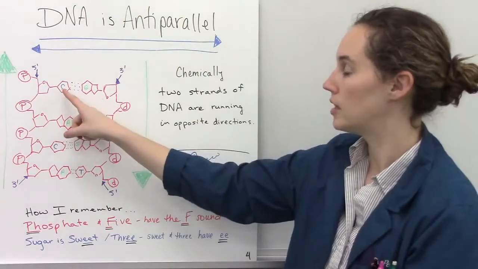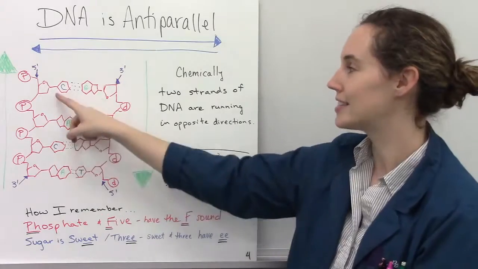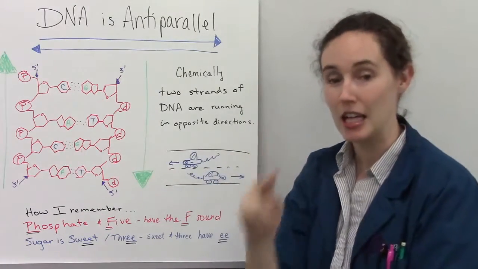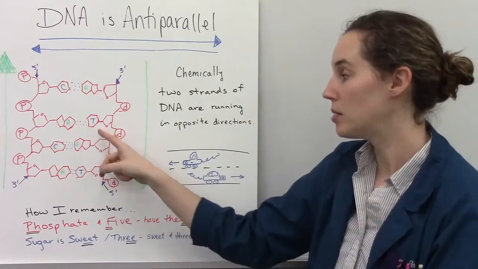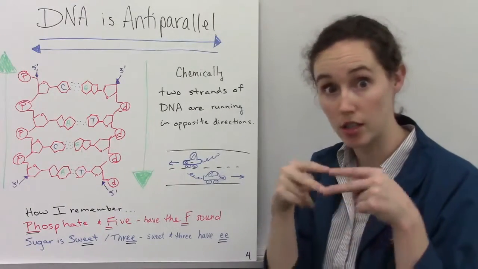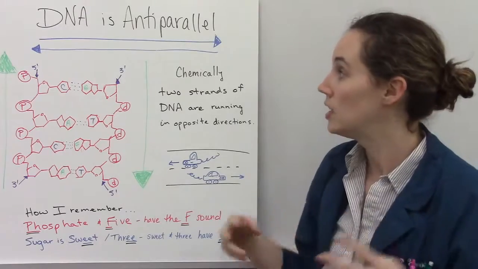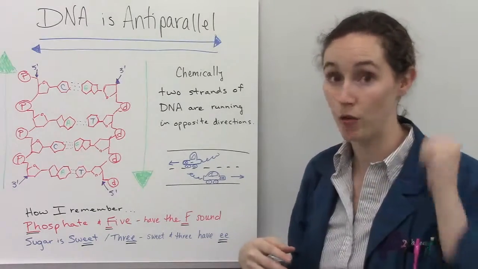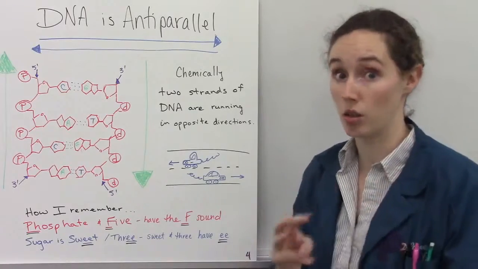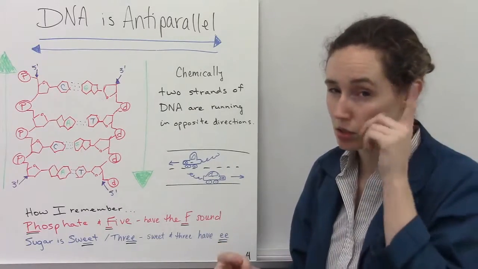And we can also see that the cytosine and guanine are paired. They're held together by 3 hydrogen bonds, and adenine and thymine are also paired, and they're held together by 2 hydrogen bonds. Now, the way I remember which side is the 5' side and which side is the 3' side is this little trick.